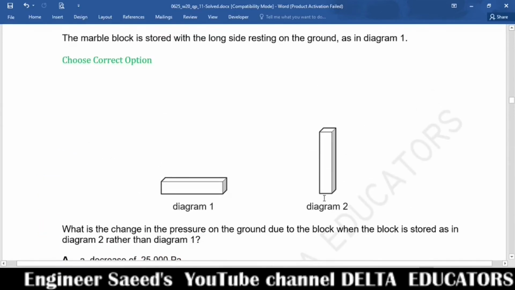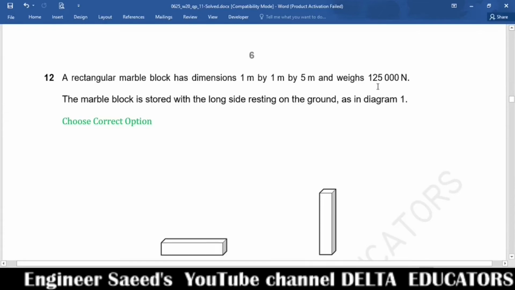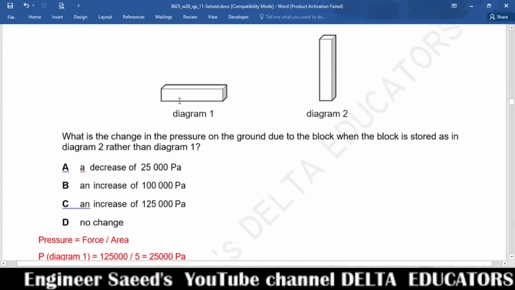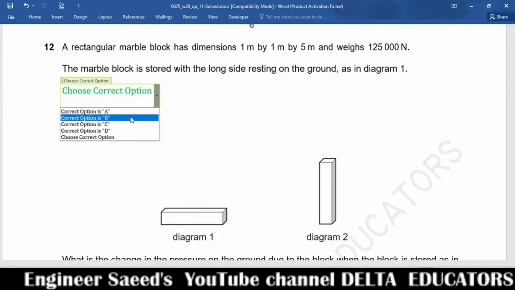Now in diagram 2, we have dimensions 1 by 1 meter. So here area is 1 meter square and the force or the weight is the same, 125,000 Newton. So pressure will be equal to 125,000 divided by 1, it will be 125,000 Pascal. Now what will be the difference? For the difference, we have to subtract the pressure in diagram 1 from the pressure in diagram 2. When we subtract, we will get 100,000 Pascal. So the difference in the pressure is 100,000 Pascal, and 100,000 Pascal is given in option B. So the correct option will be option B.